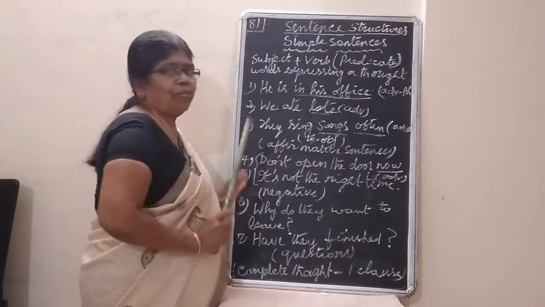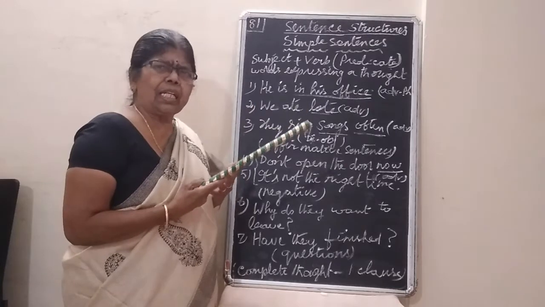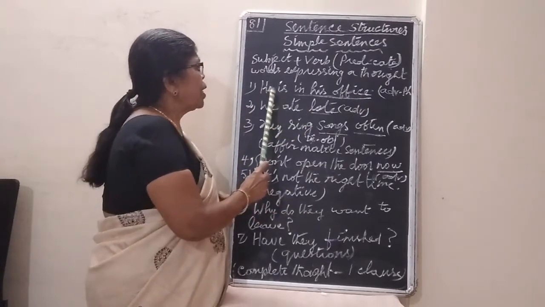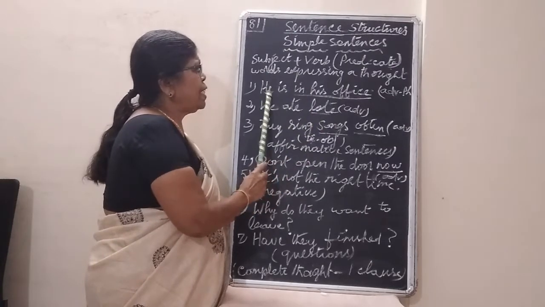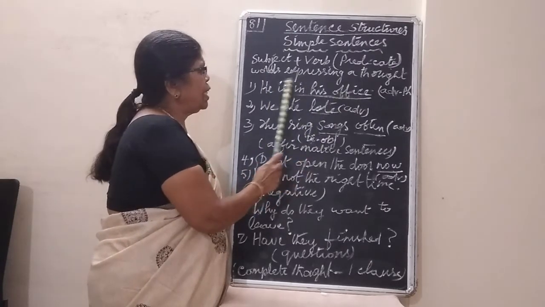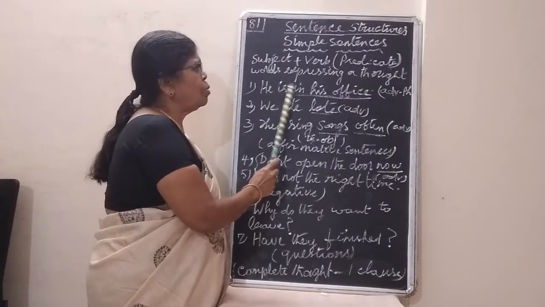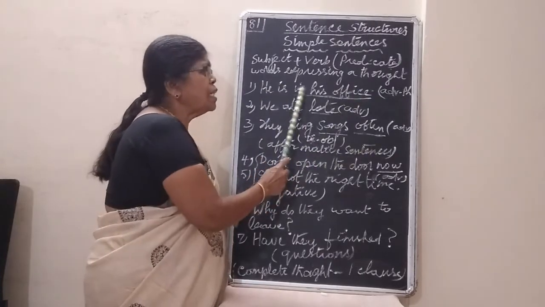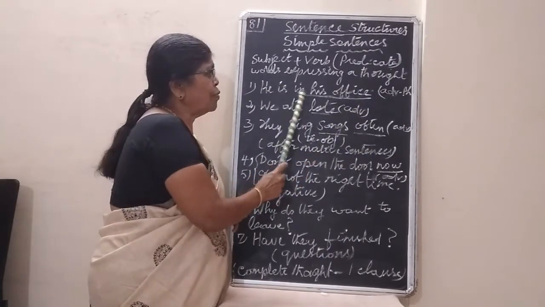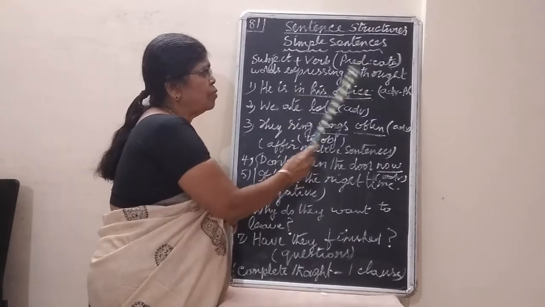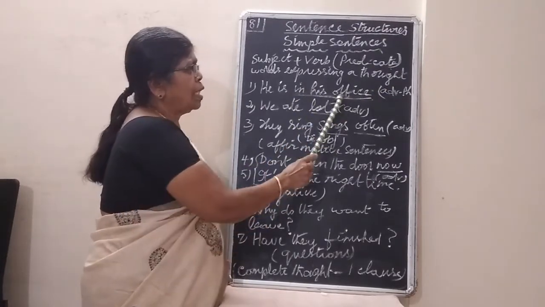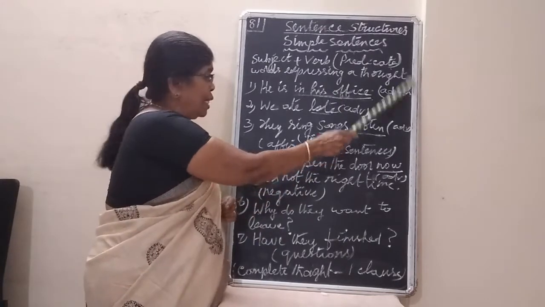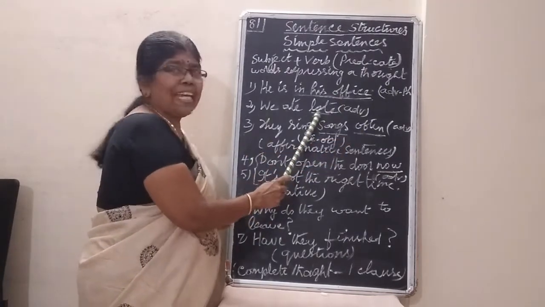So let us see some examples. Any number of sentences you can write. He is in his office. We ate late. He is in his office: he, subject; is, verb; in his office. Where is he? In his office. So it's a phrase, a few words making that part. An adverb phrase.